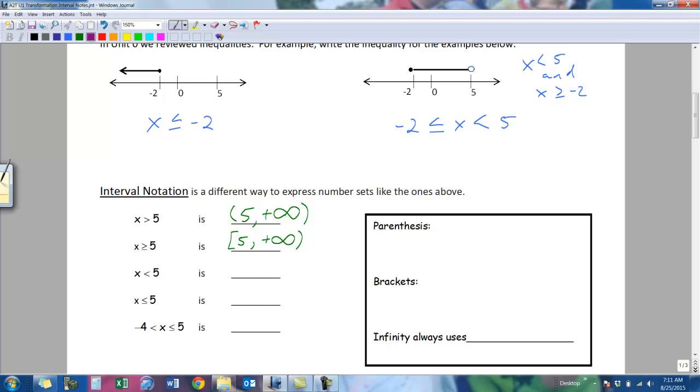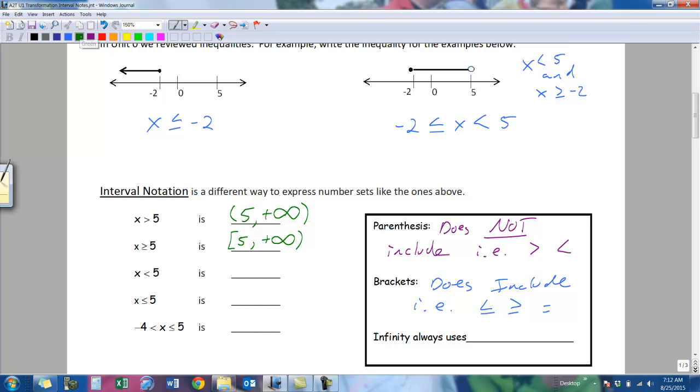All right, before we go further, let's define the difference between a parentheses and a bracket. A parentheses does not include. So for example, if we had greater than or less than, we would not include, so that would be a parentheses. A bracket does include, i.e. less than or equal to, greater than or equal to, or even an equal to. We would include those.